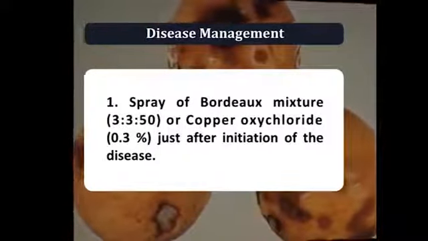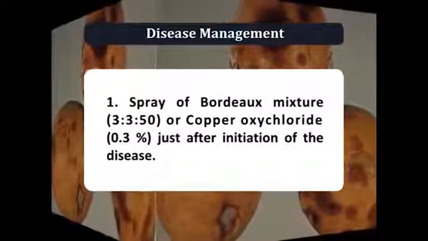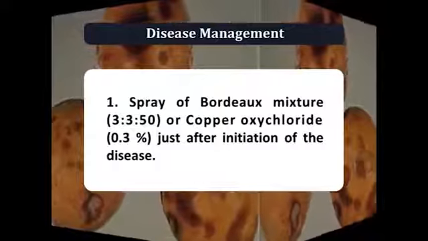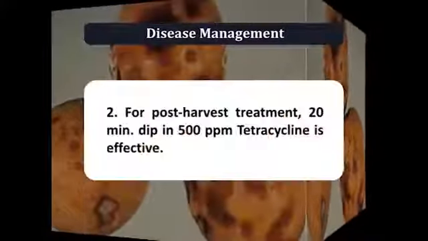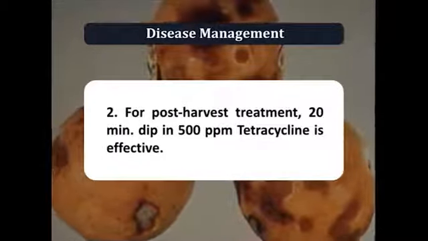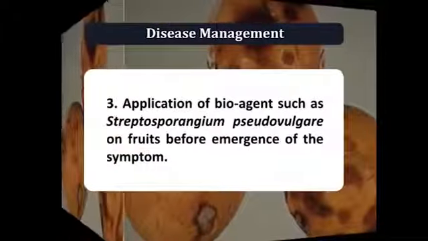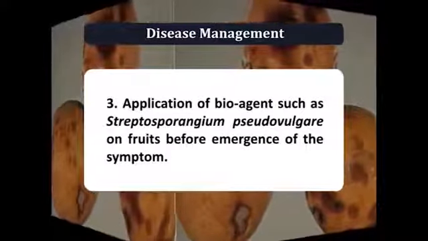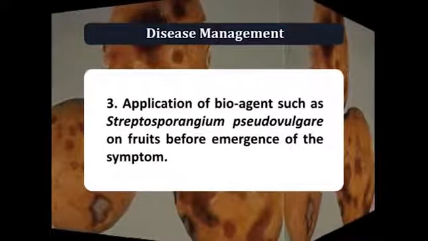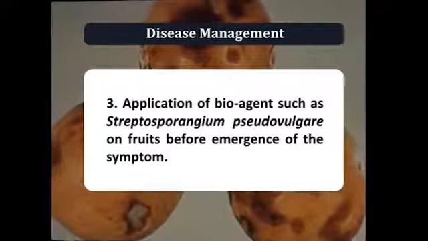Now let's see the management of the disease. Spray Bordeaux mixture, that is 3:3:50, or copper oxychloride at the rate of 0.3% just after initiation of the disease. For post-harvest treatment, a 20-minute dip in 500 ppm tetracycline is effective. Application of bioagents such as Streptosporangium pseudovulgare on fruits before emergence of the symptoms. So this is all about the disease.